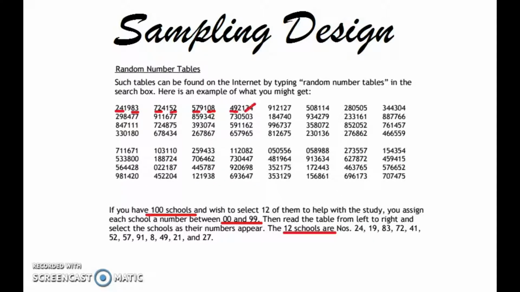And then notice 24 is duplicated, so we cannot use 24. Also, the next number, 91, is a duplicate, so we don't use 91, we just skip over it. The next number, 21, again is a duplicate, skip over it. And then 27 is our 12th school in this list.